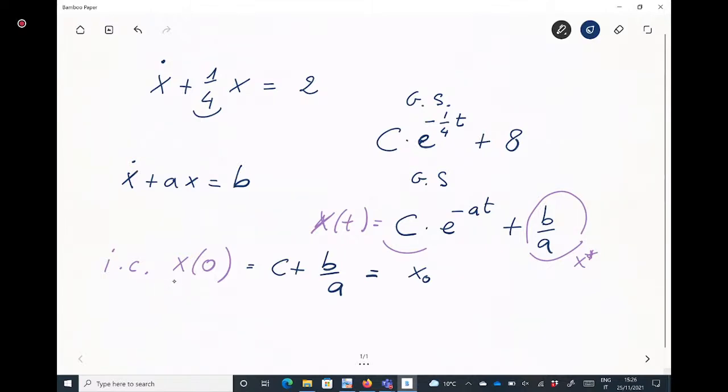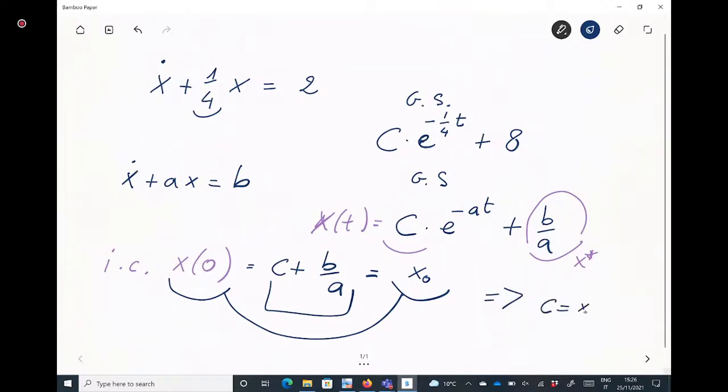This is imposing the initial condition, and this comes from replacing 0 to t here. This means that our constant c is equal to x0 minus b over a, so it is equal to x0 minus x star. So it is the initial deviation from the steady state, okay?